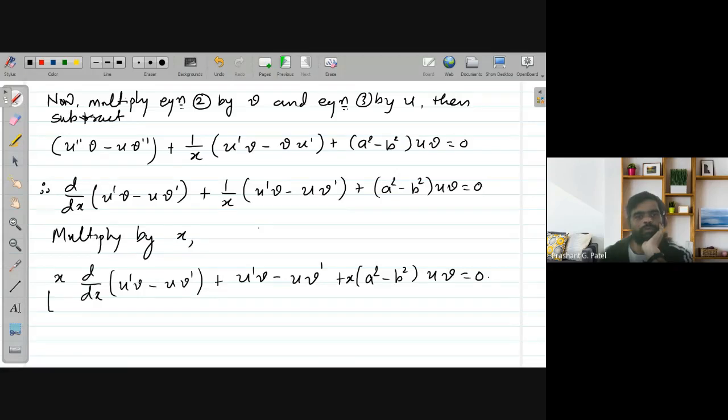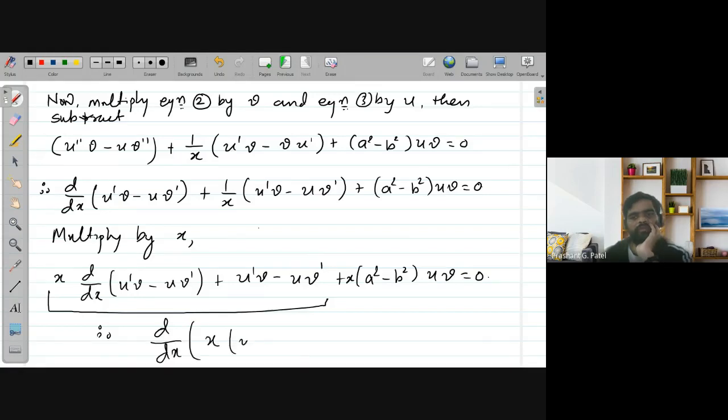Now you just observe what this quantity is, these two. That is x as it is, the derivative of this, and then derivative of x which is 1, and this term as it is. So this is actually d by dx of x into u dash v minus u v dash equal to, if I take this quantity on the other side, then it will be b square minus a square x into uv.